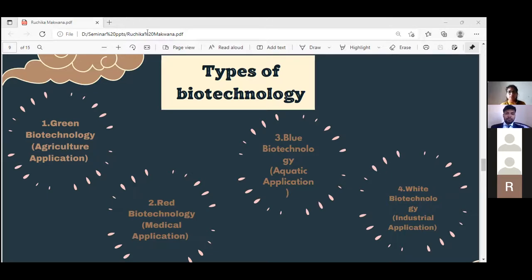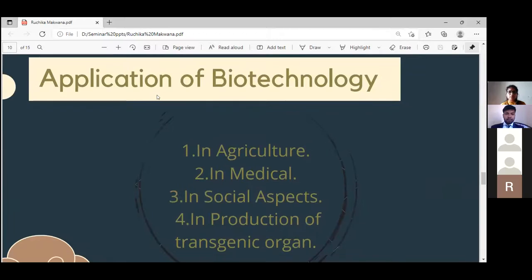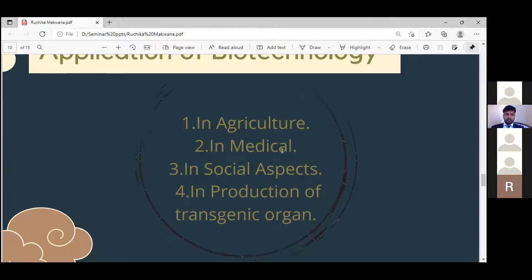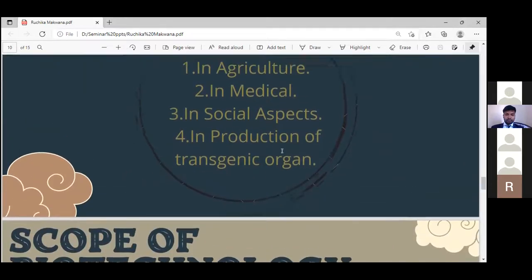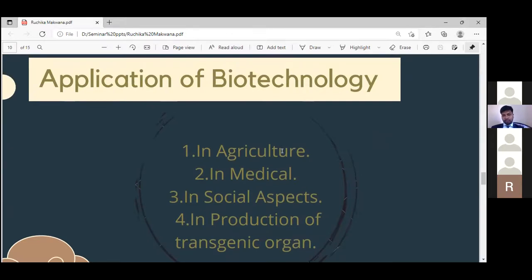Then the applications of biotechnology. Next slide. There are many applications of biotechnology: in the agriculture field, in medicine, in social acceptance, in the production of transgenic organs. Biotechnology also plays a key role in contributing to the current coronavirus situation by working with human cell and gene mechanisms. Biotechnologists improve their understanding of viral mechanisms by studying their genetics and transforming this information into knowledge and tools to search for a vaccine.